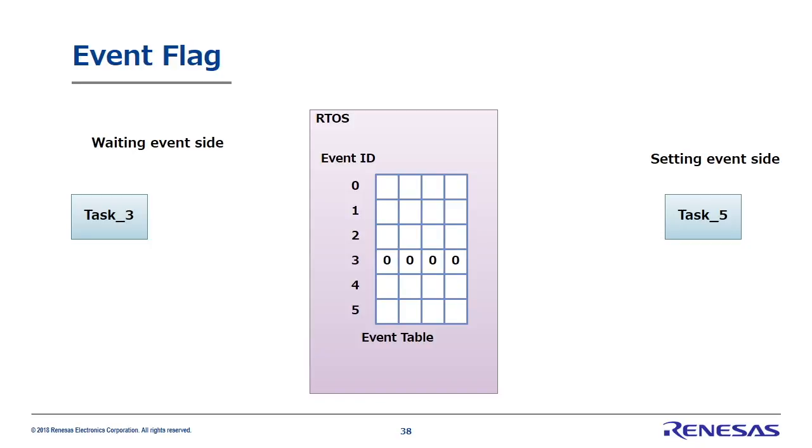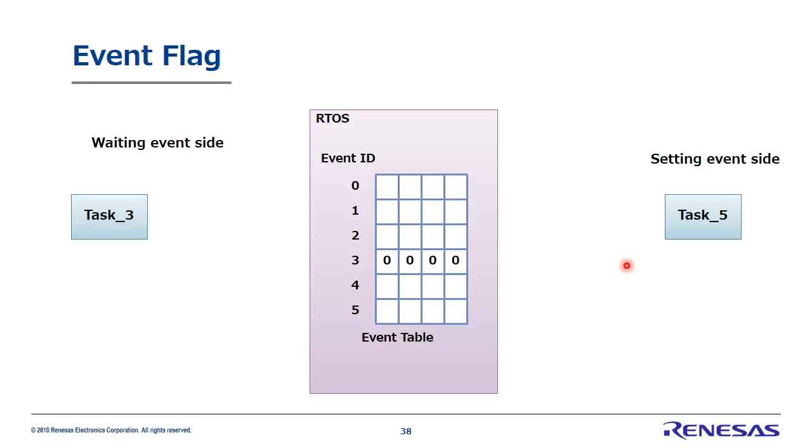Let's use this diagram to look at operations when an API is invoked in a bit more detail. To begin with, Task 3 is awaiting an event, and Task 5 sets the event. In other words, we are showing that Task 3 wants to run a process, but before the next process can be run, Task 5 must finish. So Task 3 is waiting for this event.